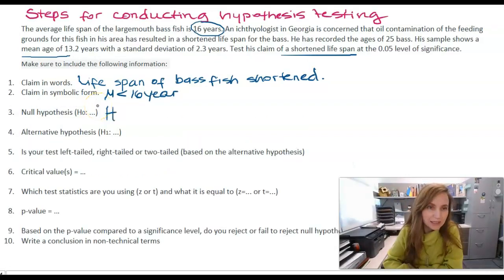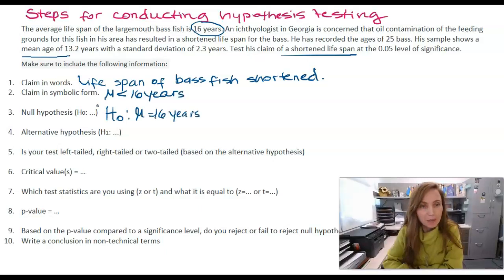The null hypothesis H0 is that mu is equal to 16 years. Null hypothesis always has the equal sign. The alternative hypothesis would be, in this case, our claim. H1 is that mu is less than 16 years.